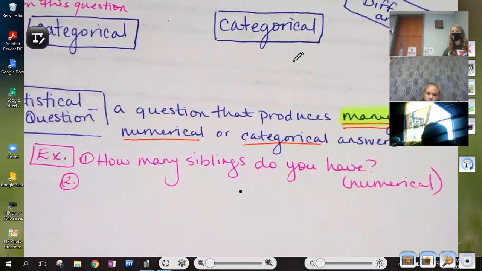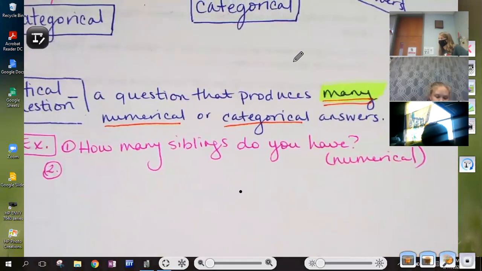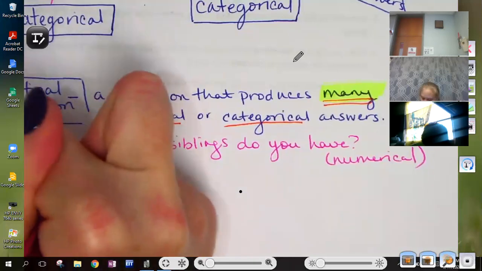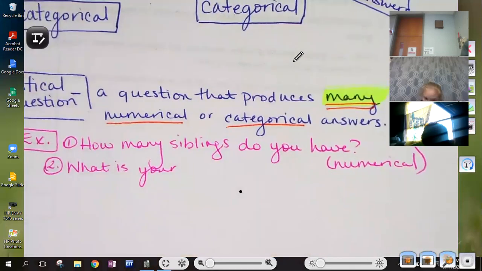Can someone come up with a categorical question that we could ask? Can you do a question like, which food do you prefer, and give three different foods, would that work? You could say, what's your favorite food? That would produce a lot of different answers. So we could kind of narrow it down. What is your favorite lunch?